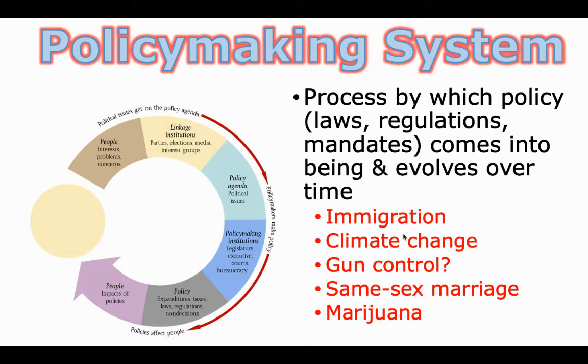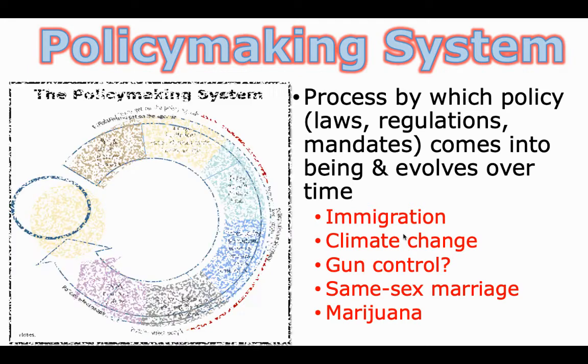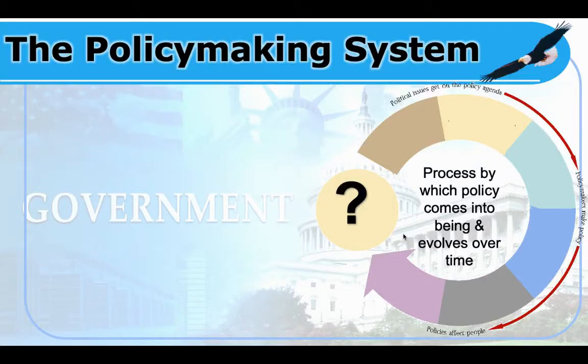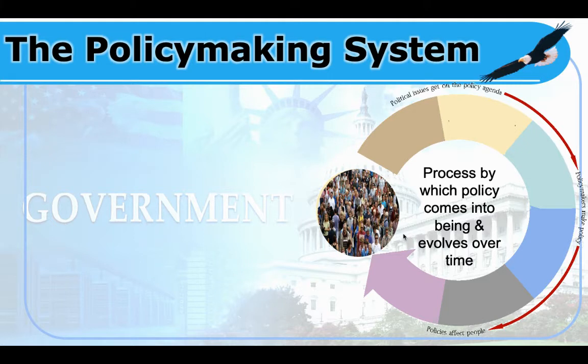The policymaking system is the process by which anything comes into being and evolves over time. It could be immigration, climate change, any of those. I'm going to focus on same-sex marriage today. So this policymaking grid, I'm going to expect you to have quiz questions on this. You're expected to know the steps along the way. So if you want to take notes now or you want to take notes in class, we'll kind of focus on this one a little more. So number one, it all starts with us. It actually all starts and ends with us, we the people.